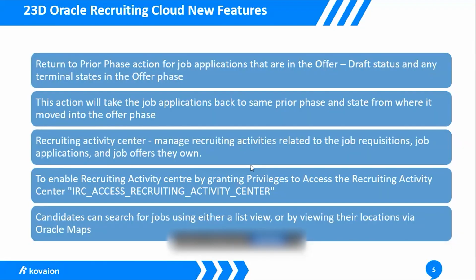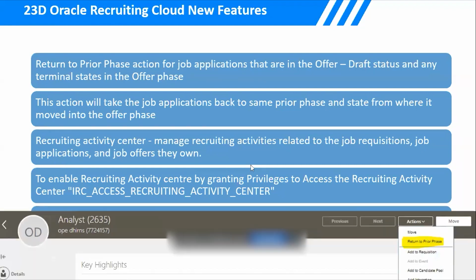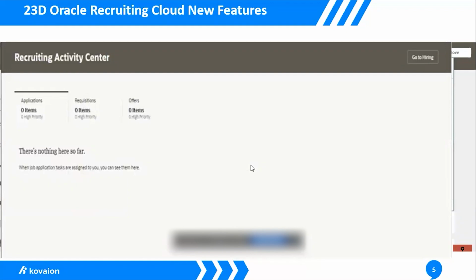The next feature is the recruiting activity center. In the recruiting activity center, recruiters and hiring managers have a place to easily access and manage their recruiting activities related to their job applications, job requisitions, job offers, and their roles. It will show the list of activities that are high priority. Below is a screenshot showing the applications and requisitions. Currently, there are zero high priority items in this recruiting activity center. From here, on the left-hand side, there is a go to hiring option, where we can view all the requisitions as well as applicants. Then we can navigate from there itself.